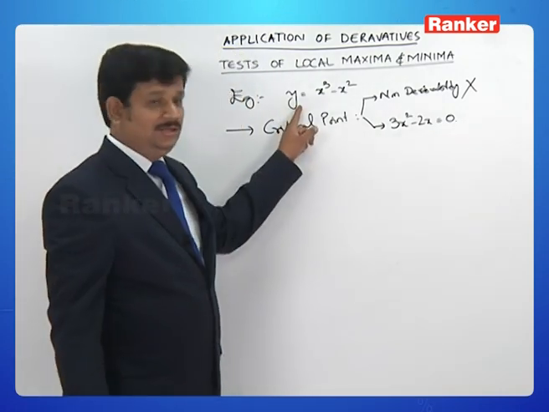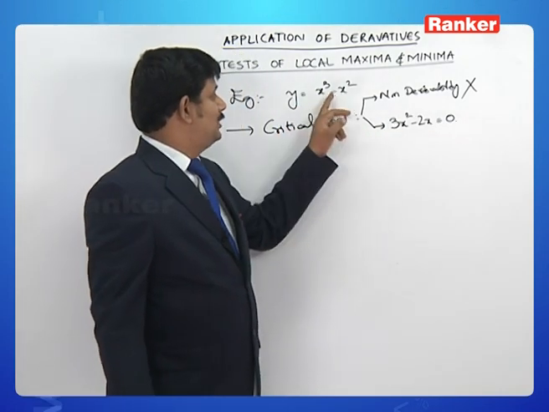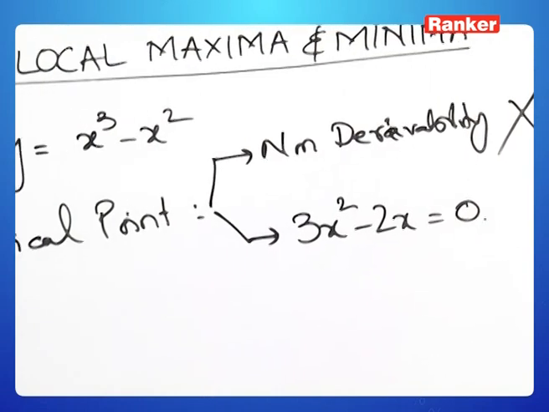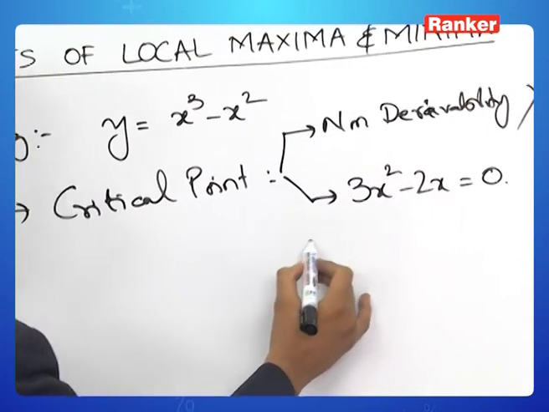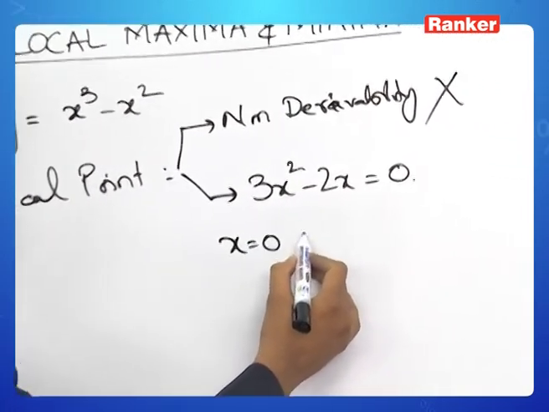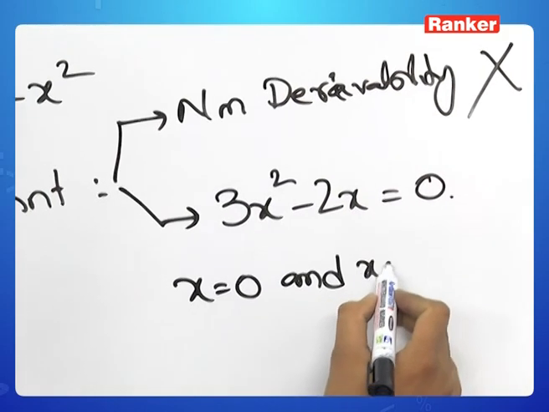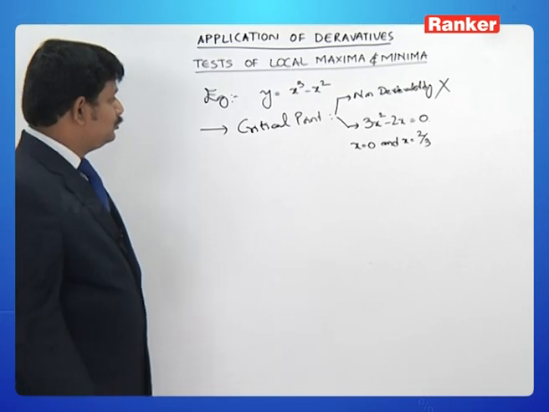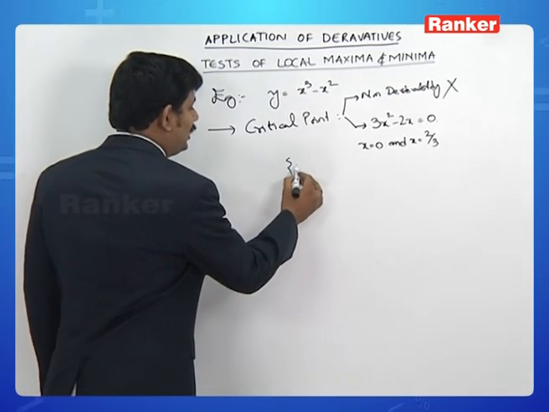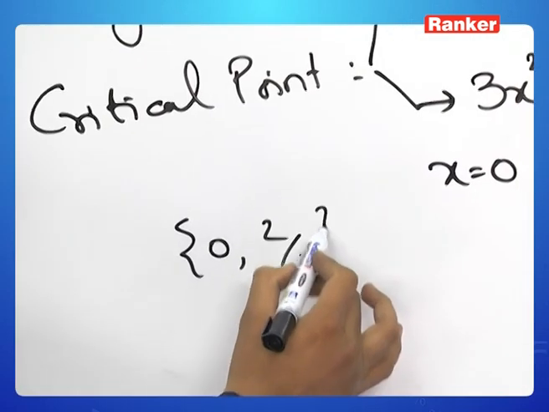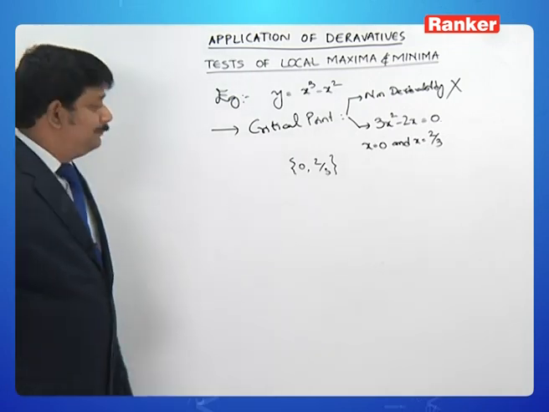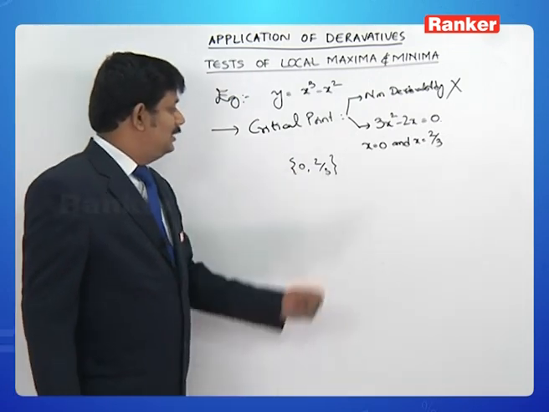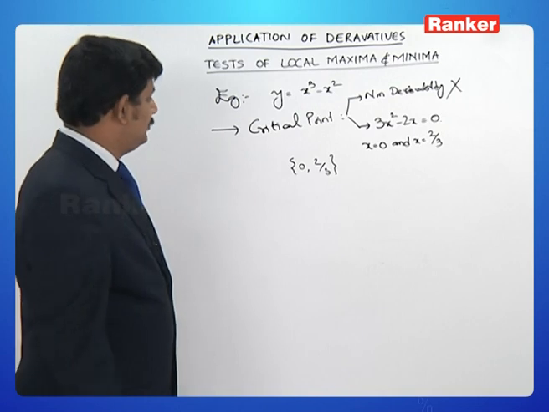Differentiate y, y dash is 3x square minus 2x, equated to 0. We have 2 points, x equal to 0 and x equal to 2 by 3. So, there are only 2 critical points, 0 and 2 by 3. So, let us see whether these critical points are local maxima or local minima.